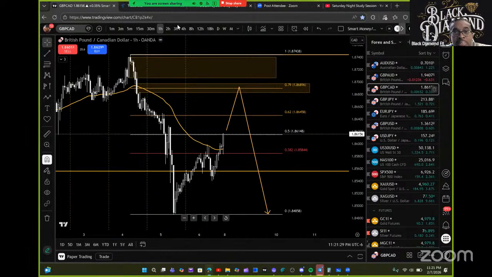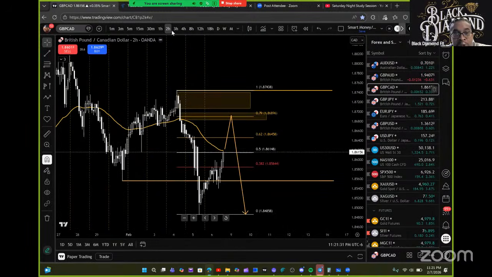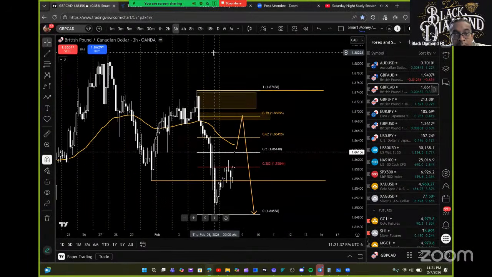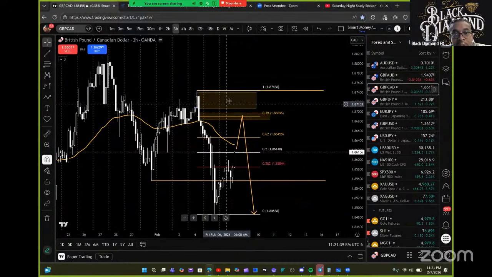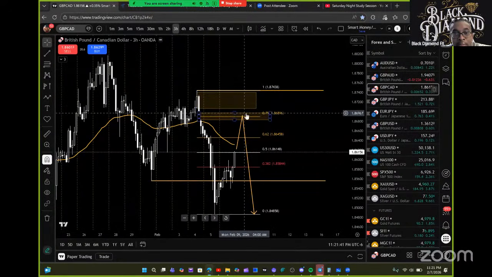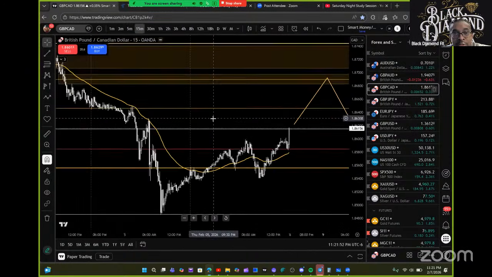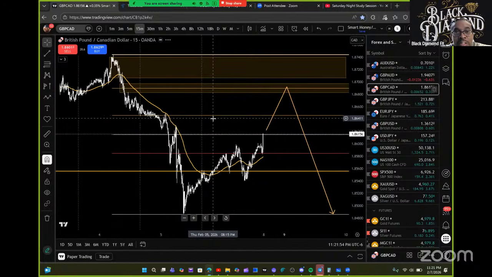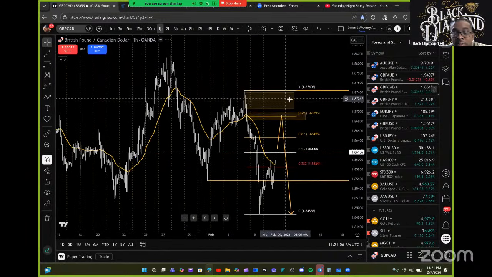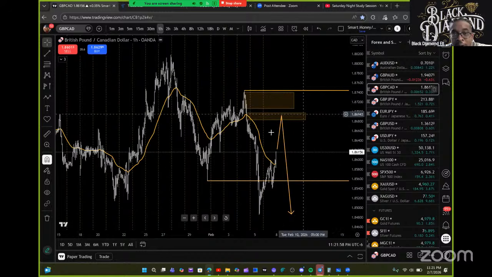Now, let me look at the 2 hour right quick. See on the 2 hour, you got that order block right there. Look at the 3 hour. All right, see with the 3? Yeah, so I think it will come up into here. It'll come up closer to that 0.79 fib zone. I think it's going to come somewhere close to that 0.79 fib zone. But you can see we got the indication right here.